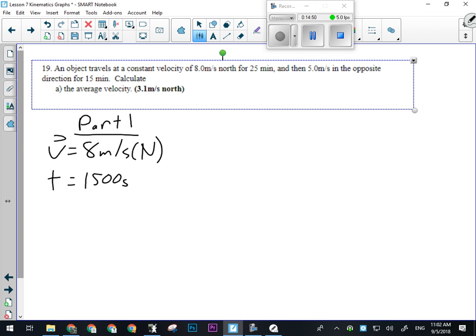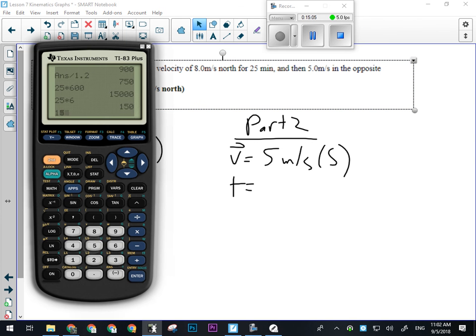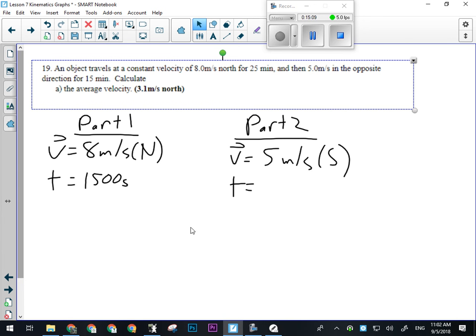Okay, seconds, and then in part 2, okay, 5 meters per second south for 15 minutes, which will convert to seconds. Okay, so that's 900.